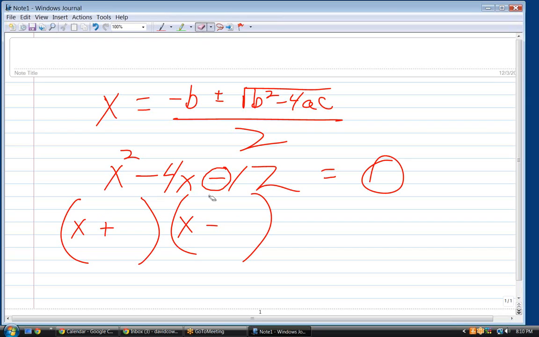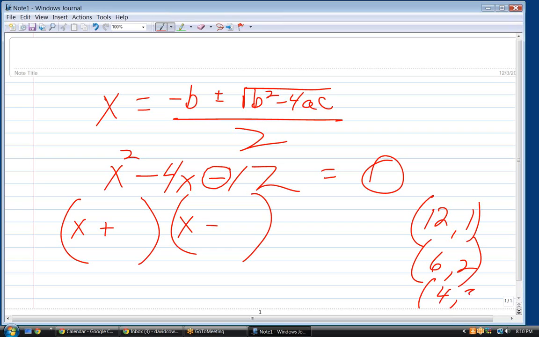Okay? So that's step 2. Step 3 is factors of the constant, not minus 12, but factors of 12 that subtract, because of that negative sign right there, to the number 4. So what factors would that be? Here's factors of 12: 12, 6, and 2. Which of those factors subtract to the number 4? 6 and 2. Now we're going to take the bigger factor, 6, and put it with the sign of the middle term.